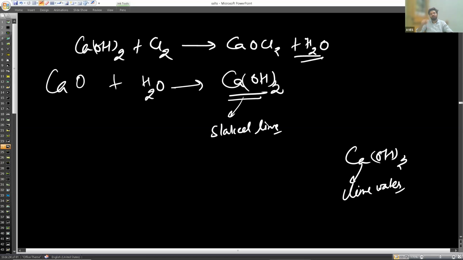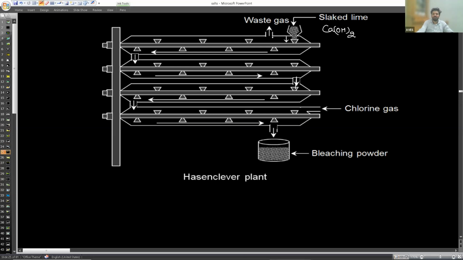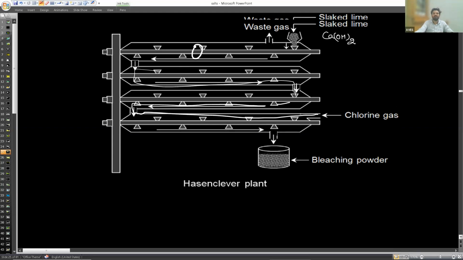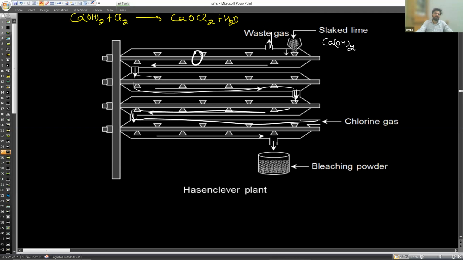When you pass chlorine gas to this, the process is like this: you pass the slaked lime here and the chlorine gas from here. It keeps going upward, and these rotator blades are revolving and mixing. The waste gas that does not combine with the slaked lime, that chlorine gas, is collected from here, and the bleaching powder is obtained from here.